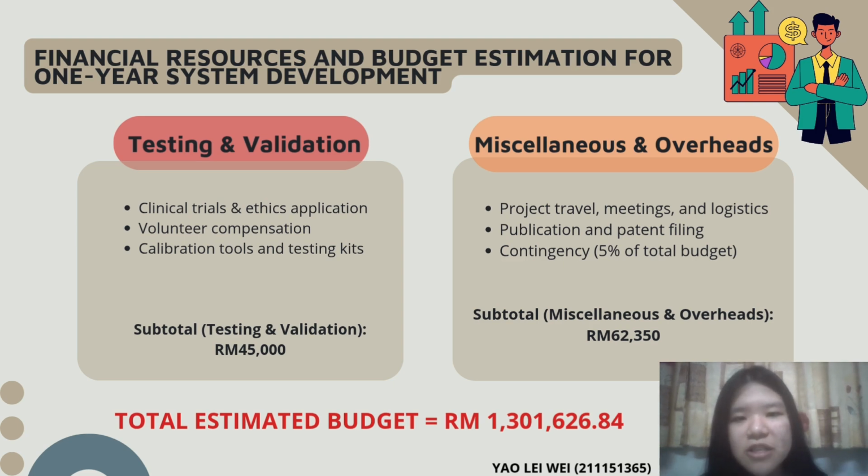The total estimated budget for the complete development and validation of the system is 1,301,626 ringgit and 84 cents only. This will ensure the project can be completed effectively, on time, and within scope. Accurate budgeting helps to prevent financial overrun, ensure project feasibility, and provide a realistic outlook for stakeholders and the investor.